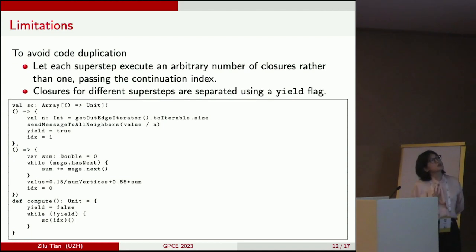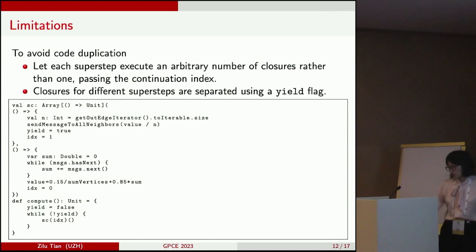So this is an example of how we change the previous PageRank example with duplicated code into a non-duplicated version. Here at the end of the first superstep, we set yield equals true, and then say we should continue with the index 1. And then in the closure for 1, we do not set any yield, because this will actually continue with the next superstep.